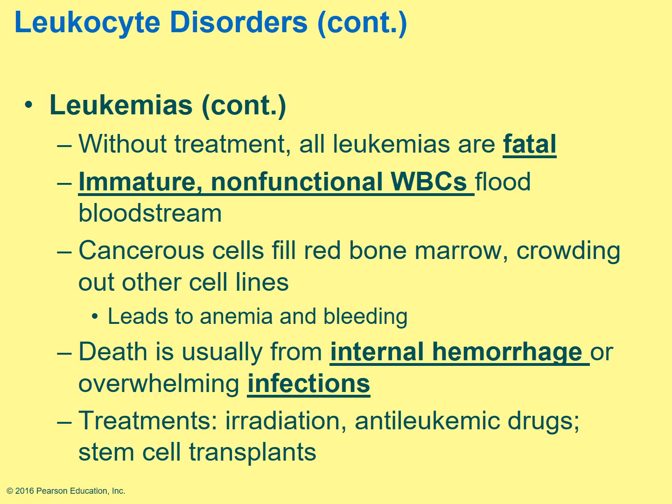Without treatment, leukemias are going to end up being fatal because you have all these immature white blood cells that are non-functional, and they're being released into the blood, flooding that bloodstream. Cancer cells can fill the red bone marrow, crowding out other cell lines. You end up with anemia. And so, like I say, this affecting the immune system, you end up with all these secondary infections. What's the treatment? Well, anti-leukemic drugs, irradiation, or stem cell transplant.